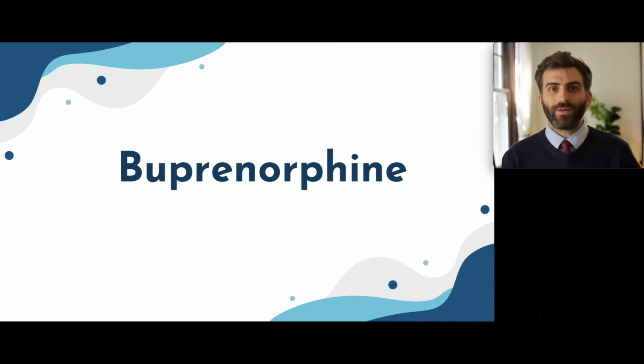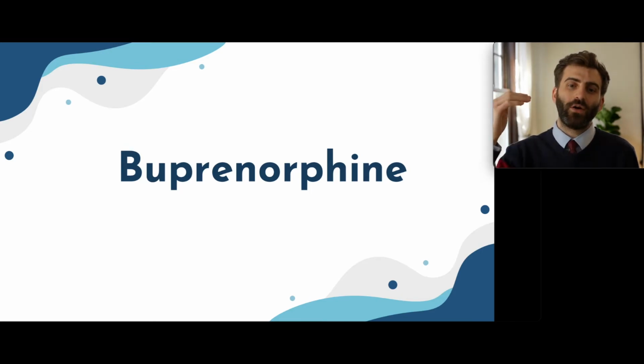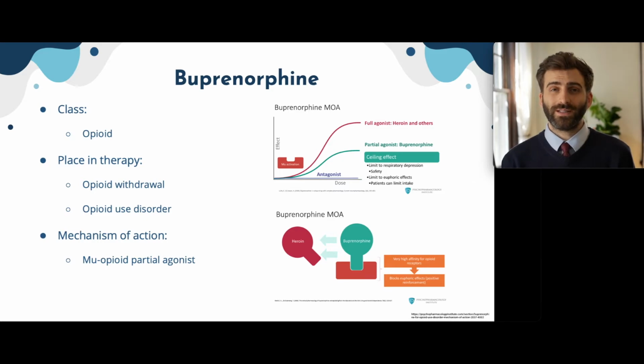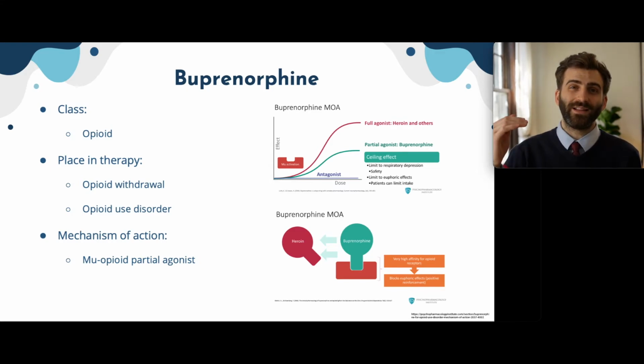So now going away from the antagonist at the opioid receptors, I wanted to go into the partial agonist, like buprenorphine. Buprenorphine is still considered an opioid, even though it's a partial agonist at this receptor. So what does being a partial agonist mean? This means that it affects the mu opioid receptors, but it has a ceiling effect.